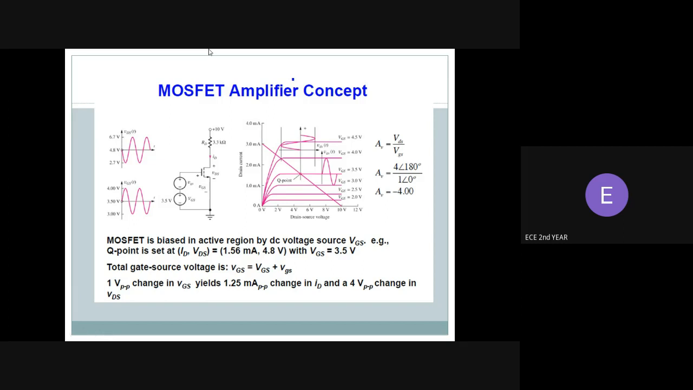The MOSFET is biased to the active region by DC voltage. So the active region is maintained by using the DC voltage applied to the MOSFET. For example, the Q point is set at ID equal to 1.6 milliamps at 4.8 volts, with VGS equal to 3.5 volts. Total gate-source voltage is given as VGS equal to VGS plus vgs. A 1.2 V peak change in VGS gives a 1.2 milliamp change in ID.